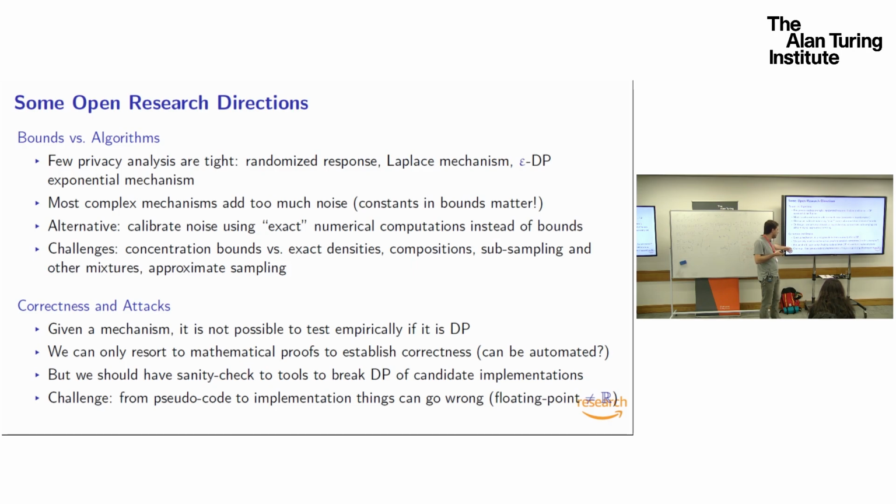The biggest challenge here for me is that moving from pseudocode to implementations, many things can go wrong. For example, when we do the proofs, we assume that our x's and y's are real numbers, but computers work with floating point, and that's already been used to showcase some attacks on differential privacy. So that's another important line of research, in my opinion.